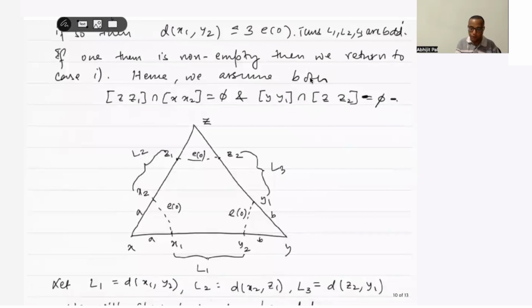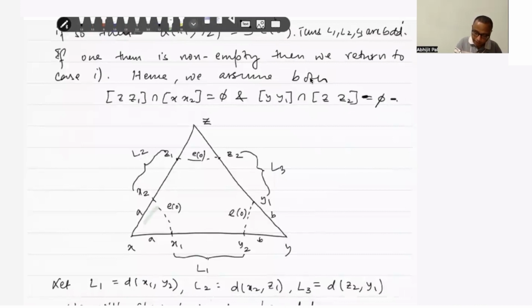So what we are doing here is splitting this triangle into a thin and a fat part. This part you can call the thin part, and here, this part you can call the fat part. And after that, we will show that L1, L2, L3 are bounded. Then this will prove that the triangle is a slim triangle. Okay.